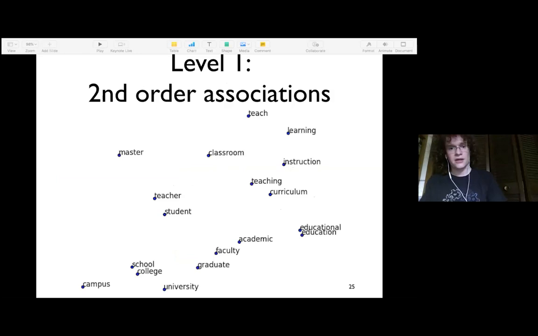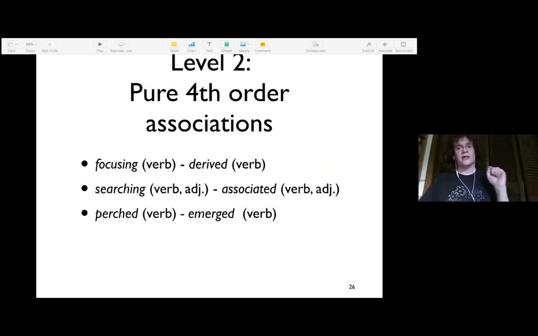And what do these orders of association look like? Well, the second order associations look exactly like what I was showing you earlier, with words with shared meaning clustering together, like school, college, and university. At the second BEAGLE, we have fourth order associations coming into play.